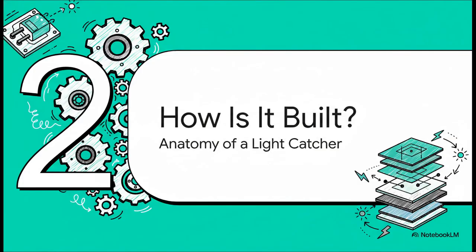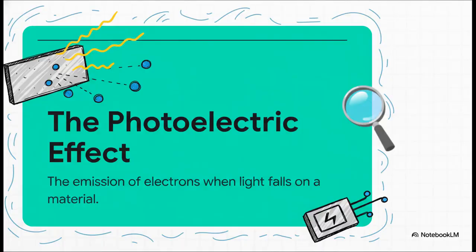So, we know what it does, but how are they actually built? Let's peel back the layers and check out the anatomy of this little light catcher. But before we get into the nuts and bolts, we got to talk about the science behind it. The whole thing works because of a principle called the photoelectric effect. This is just an incredible idea where when light hits the right material, it literally knocks electrons loose. It's like a tiny game of pool, where a photon is the cue ball hitting an electron. That's the engine that makes this whole thing go.